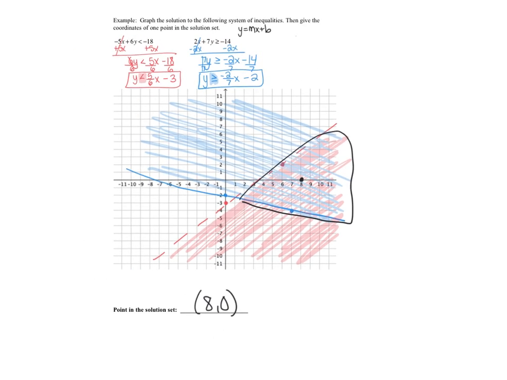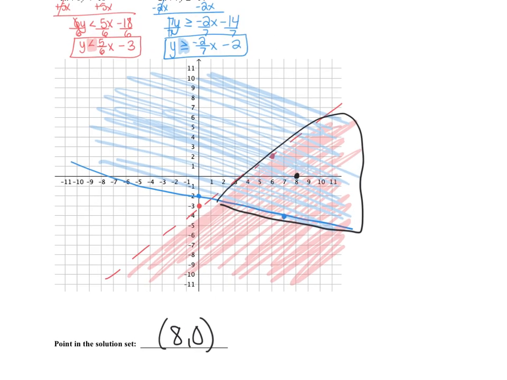Okay, so remember, you've got to get it into y equals mx plus b first, then graph and shade last so that you can determine where the overlap is.